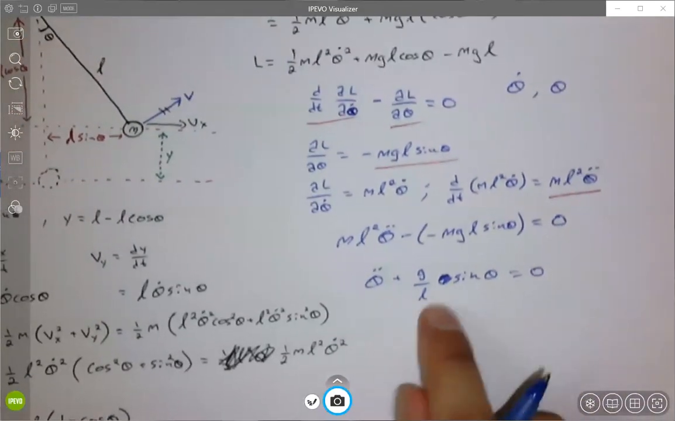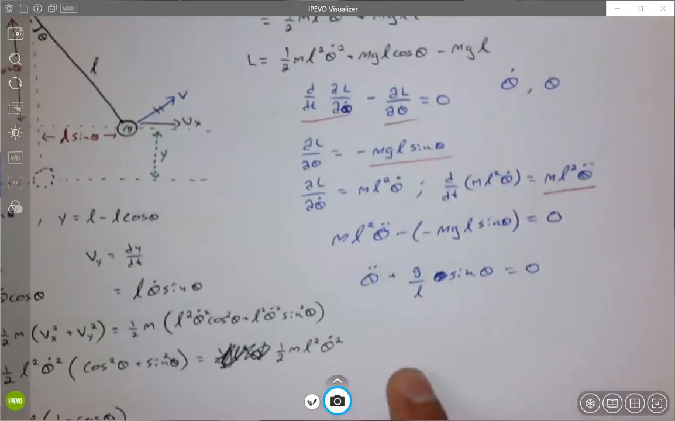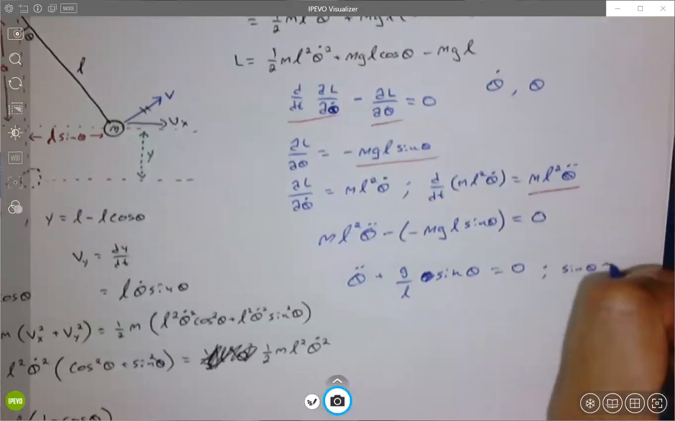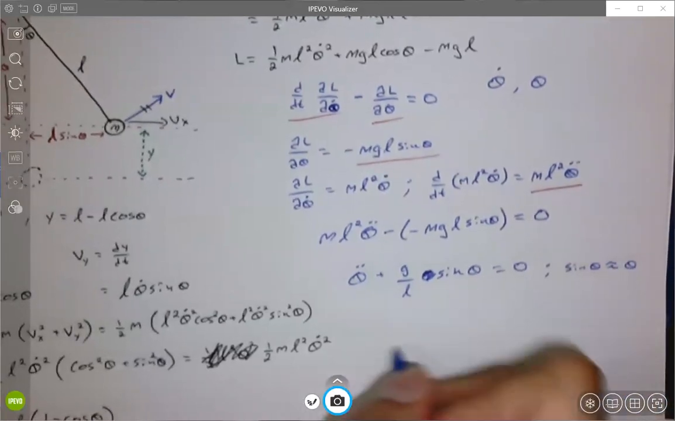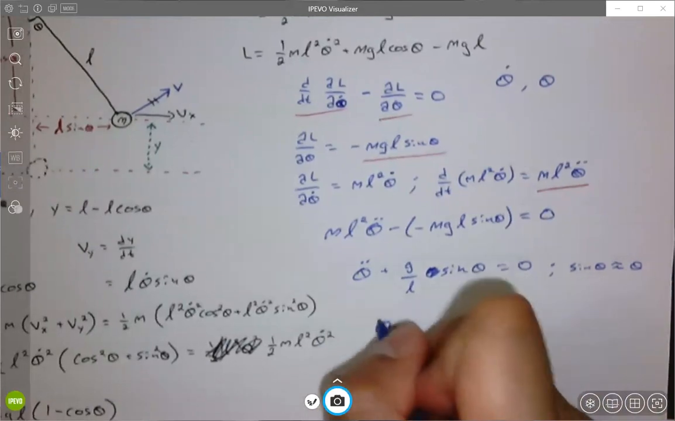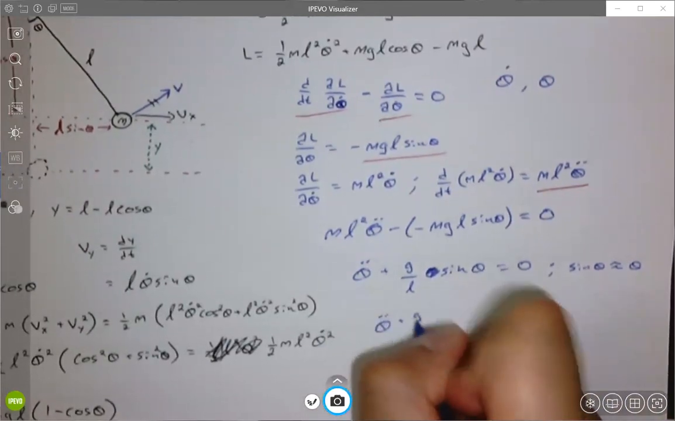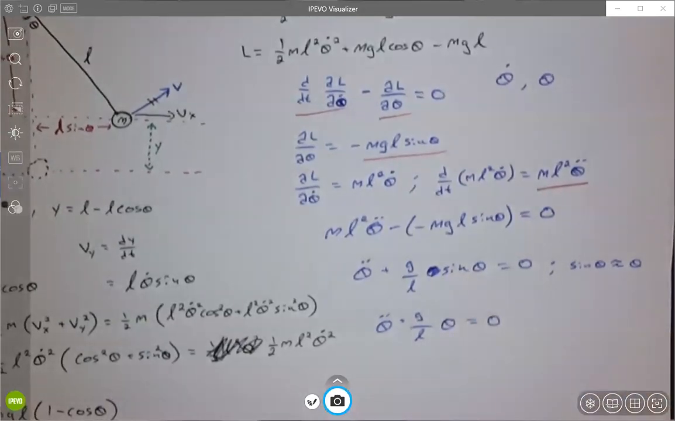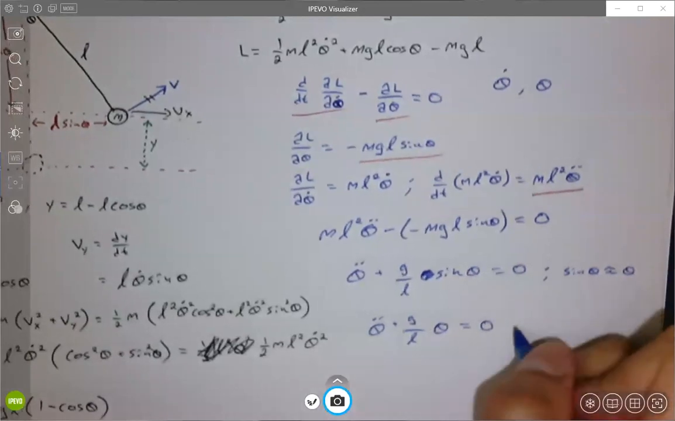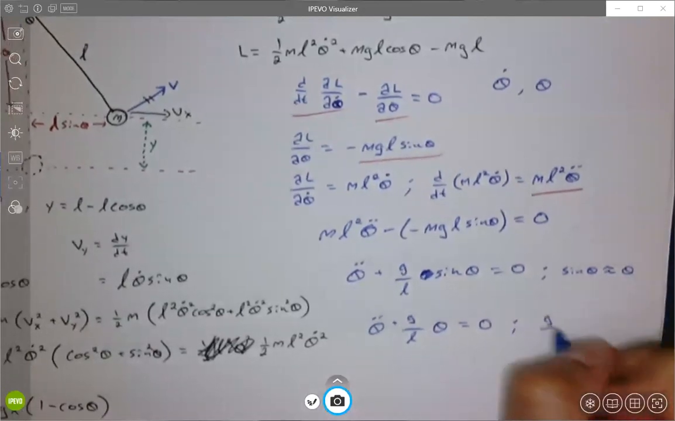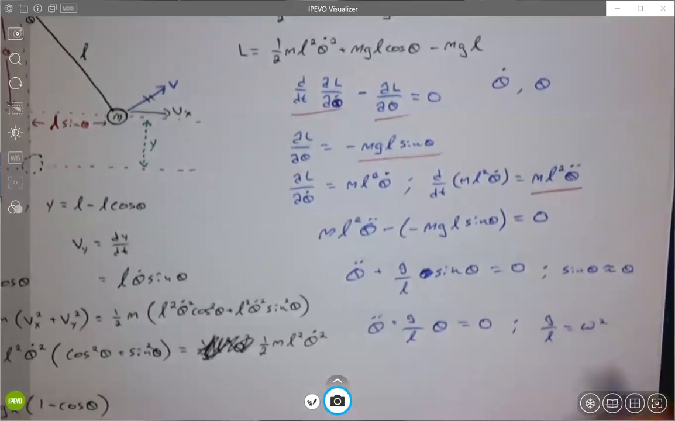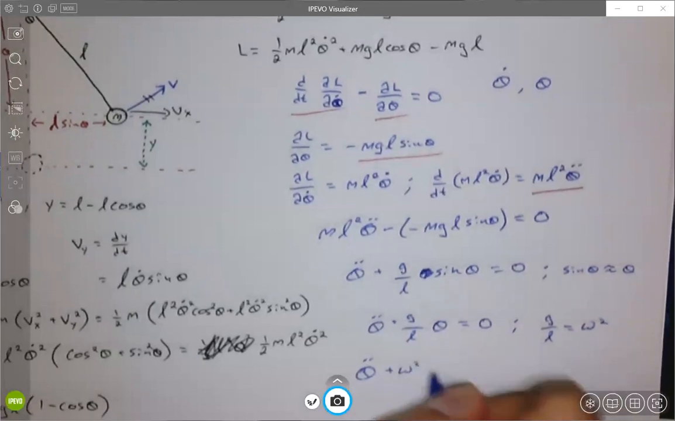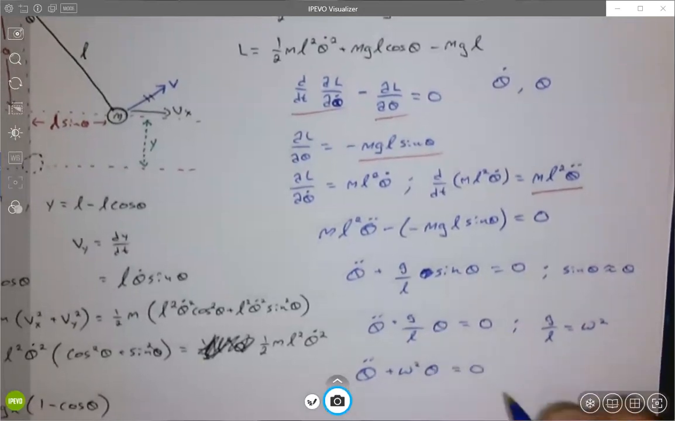And then what we're going to do with regular mechanics is we always take a small angle approximation. So with a small angle, we can say that sine theta is roughly theta, and our differential equation will become theta double dot plus g over L theta is equal to 0. And from this, we could say that g over L is equal to omega squared. So our differential equation becomes theta double dot plus omega squared theta is equal to 0.